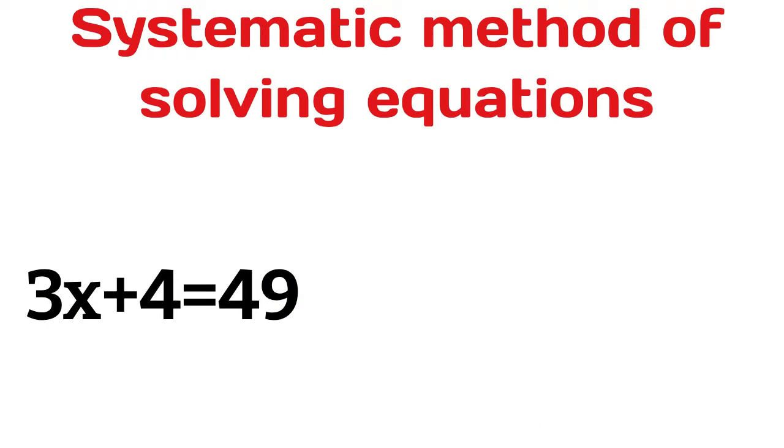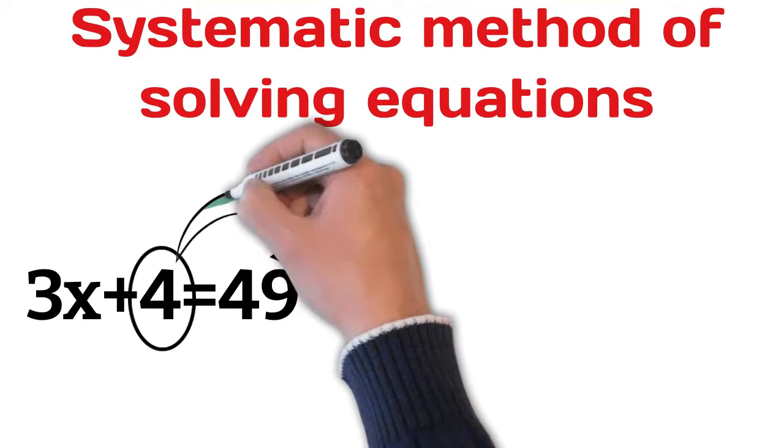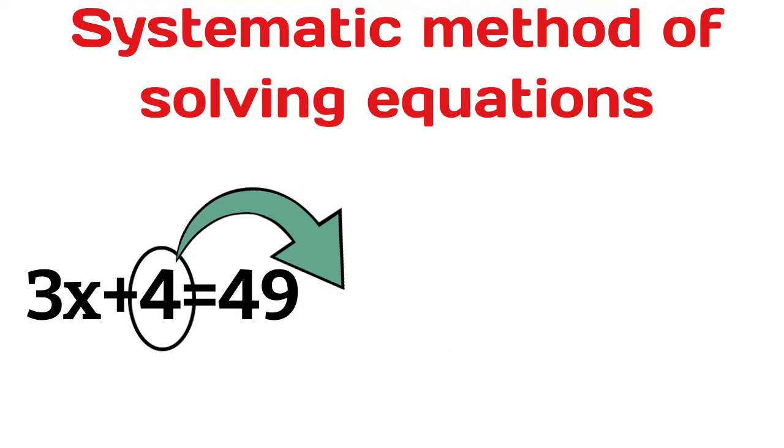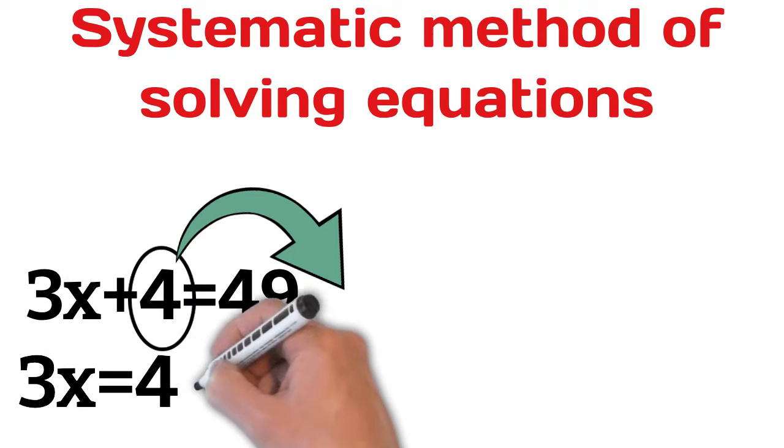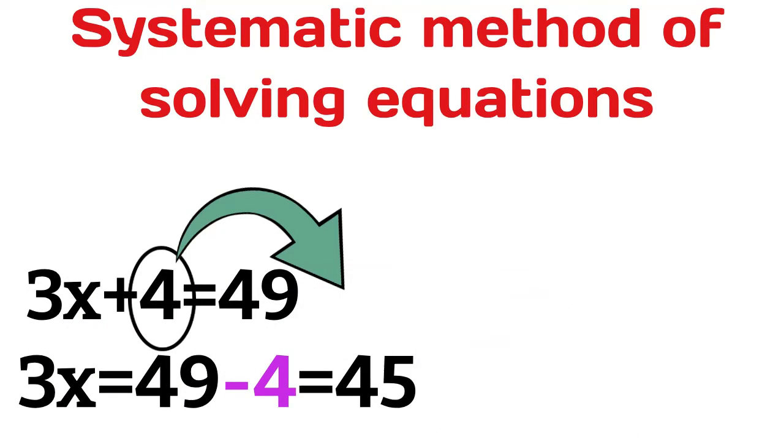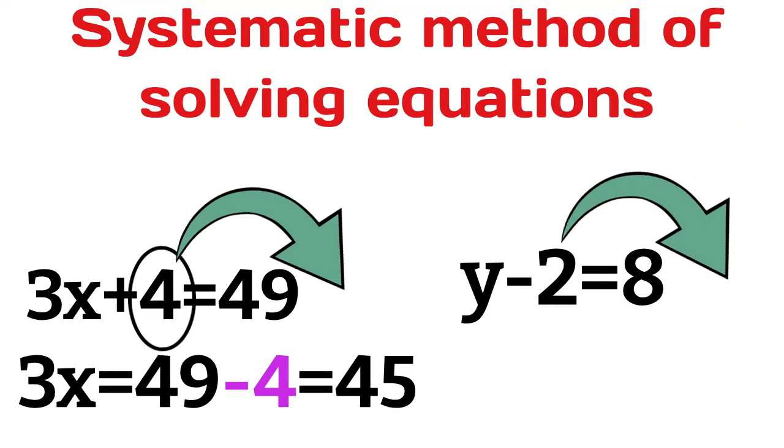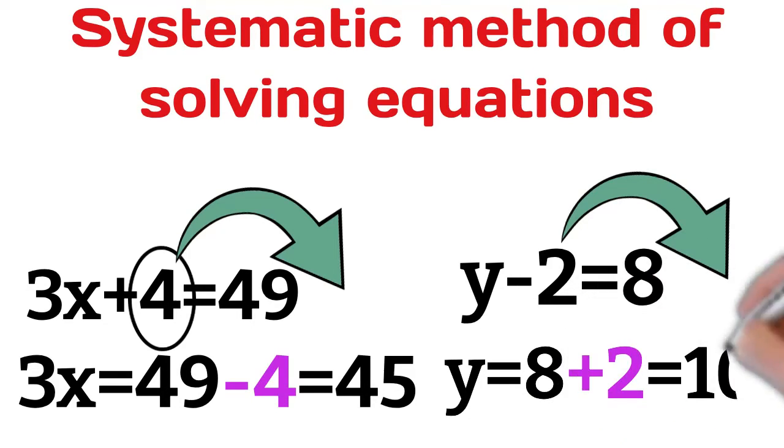For example, take the equation 3x plus 4 is equal to 49. Now, the plus sign of the number 4 will be changed to minus while transposing, or moving, from LHS to RHS. Thus, we will get 3x is equal to 49 minus 4, that is equal to 45. Likewise, transposing the number 2 in the equation y minus 2 is equal to 8, we will get y is equal to 8 plus 2.